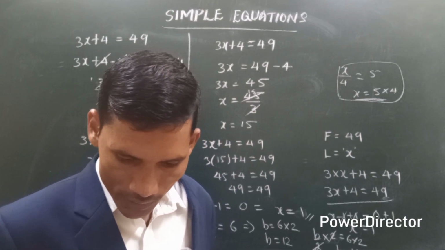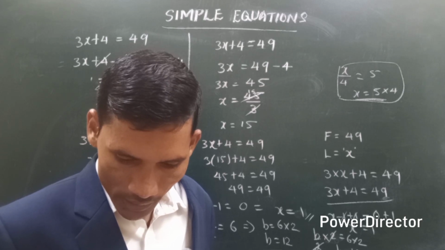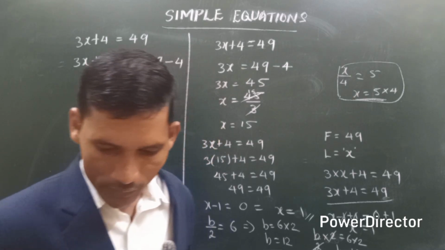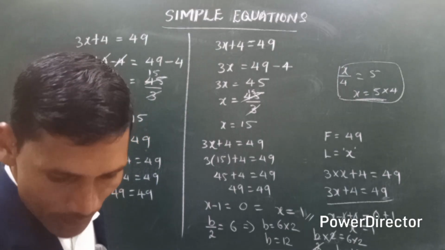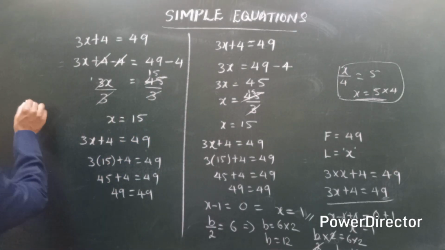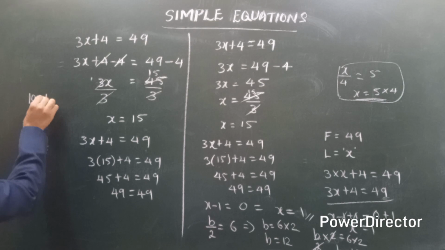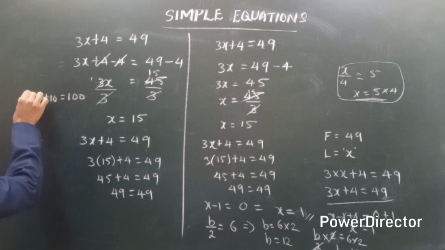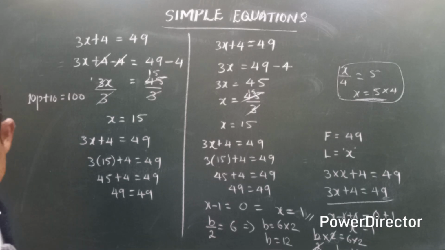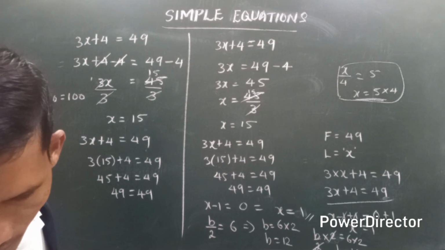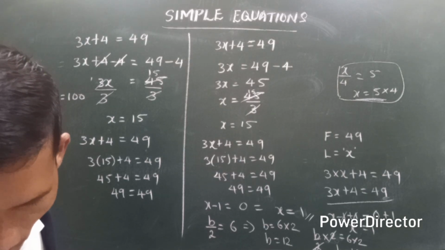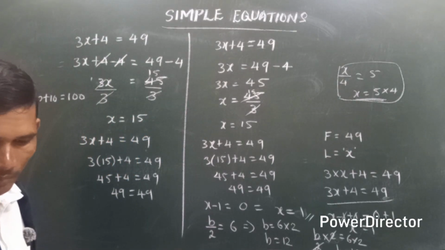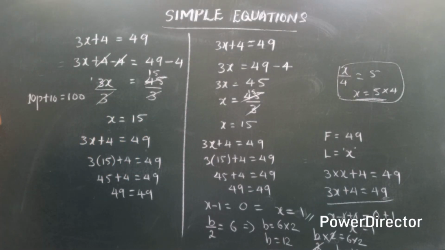Here solve the following equation, that is 10p plus 10 is equal to 100. You will take this one, 10p plus 10 is equal to 100. One problem I am taking from that, okay, B in the fourth main question. B problem I am taking, 10p plus 10 is equal to 100.